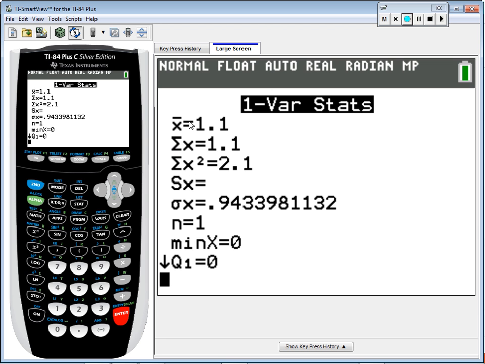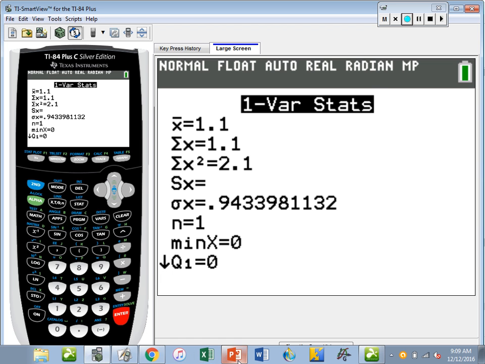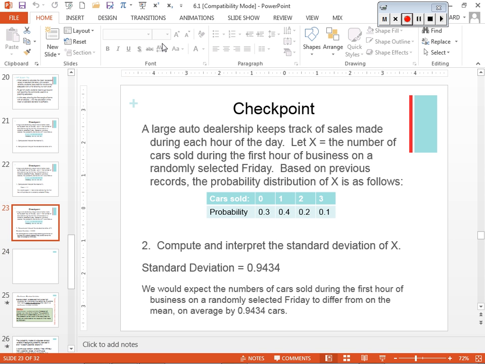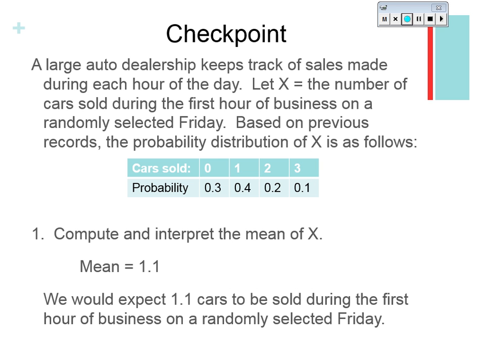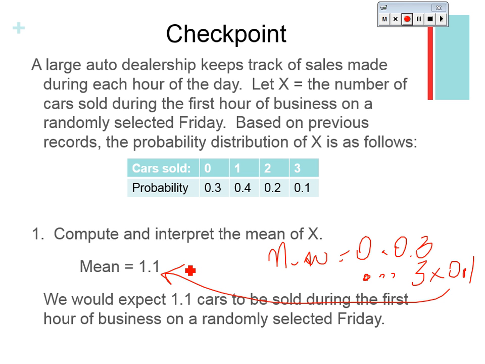here's the mean, X bar, so that's 1.1. And then here's the standard deviation, this is sigma X, 0.9433981132. So what I would suggest when you're coming back to this problem, in terms of a free response type question, is to do something like this for the mean. We would say that the mean equals 0 times 0.3, plus dot, dot, dot, and then 3 times 0.1, and then I would go right to the answer, because you could use your calculator to get this.